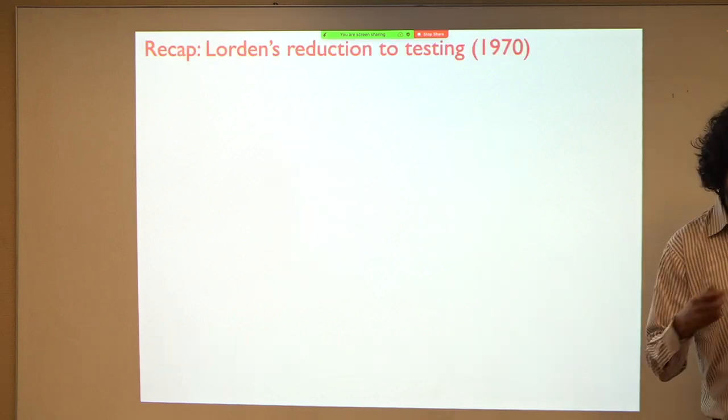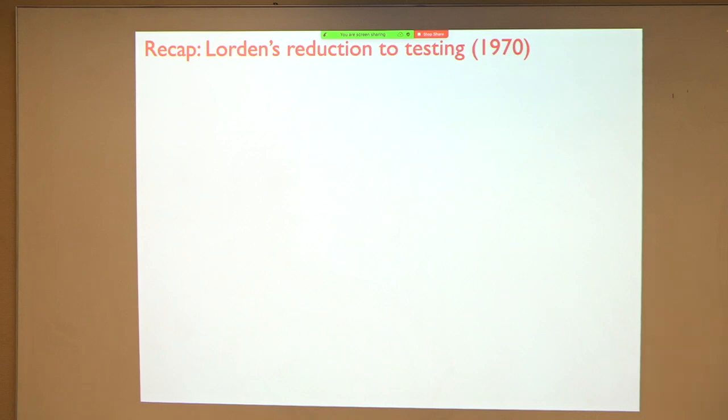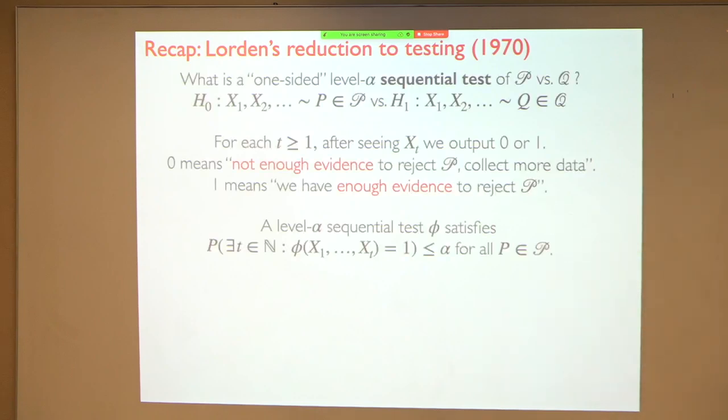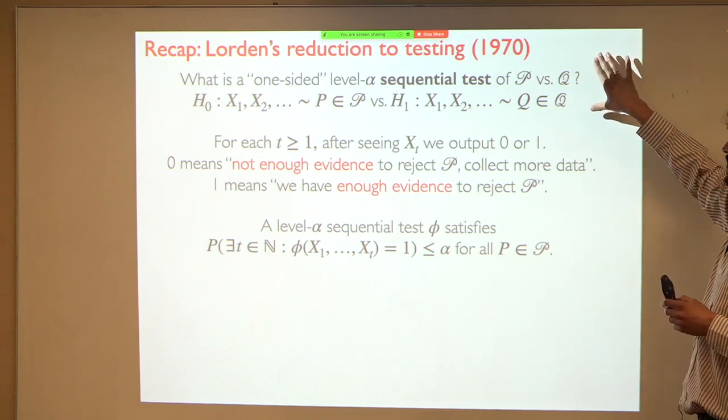To set the stage, I'm going to recap a method by Lorden in 1970, which has the right intuition, but there's much more to say than what he did. We can improve on it; essentially what we have is an improvement of Lorden's method. So what Lorden said in 1970 was the following.